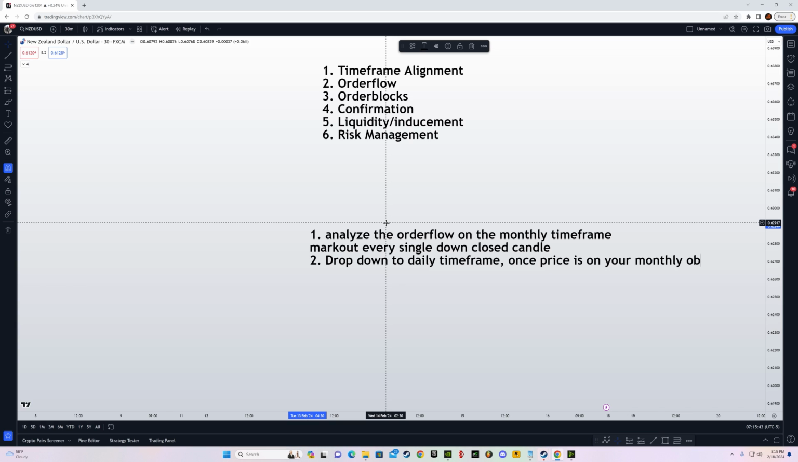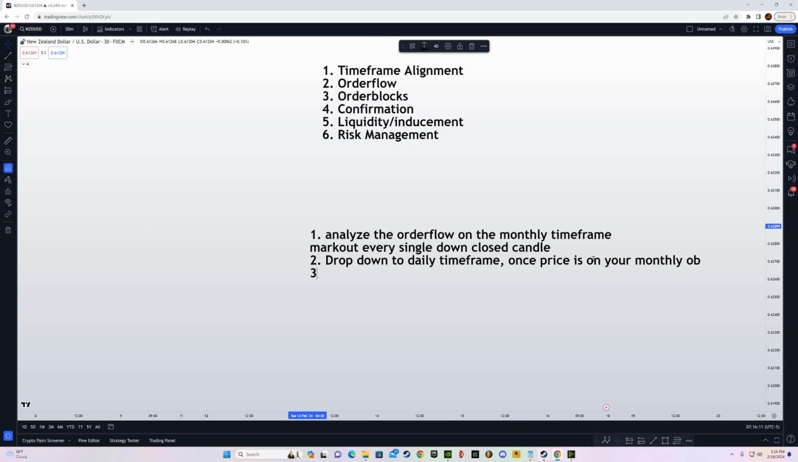Now this is called time frame alignment. You would not drop down to 1 hour time frame or 4 hour time frame when price is in your monthly order block. It's not going to give you the best confirmations. All right, the best confirmations are going to be with this combination that I'm teaching you right now. So as a swing trader, analyze the order flow on the monthly time frame. If it's bullish, you mark out every single order block, right? Then once price is in your monthly order block, you drop down to daily time frame, right?